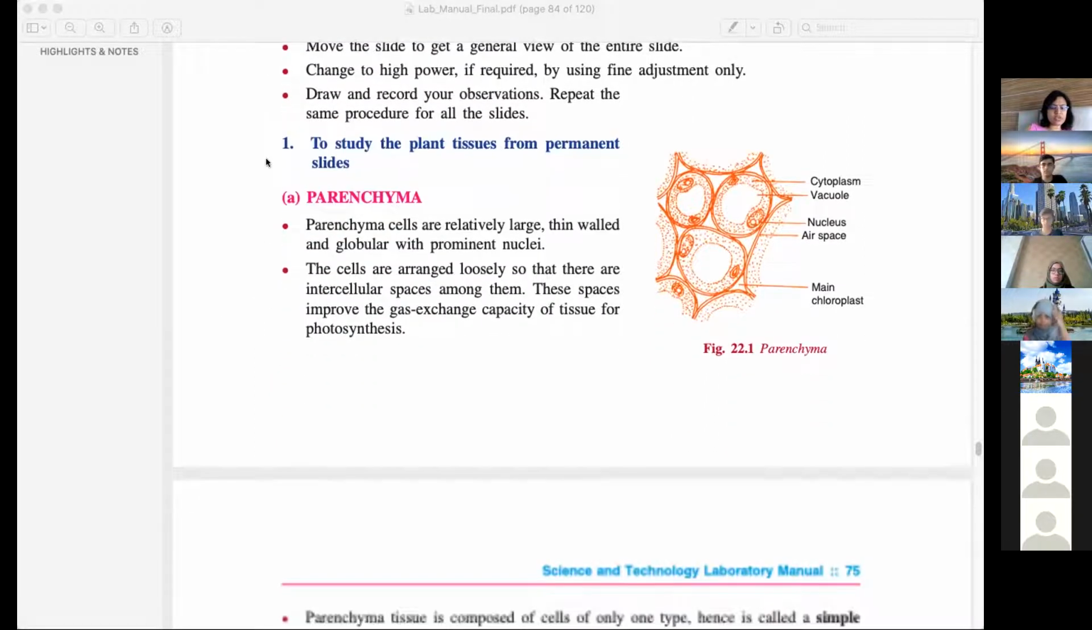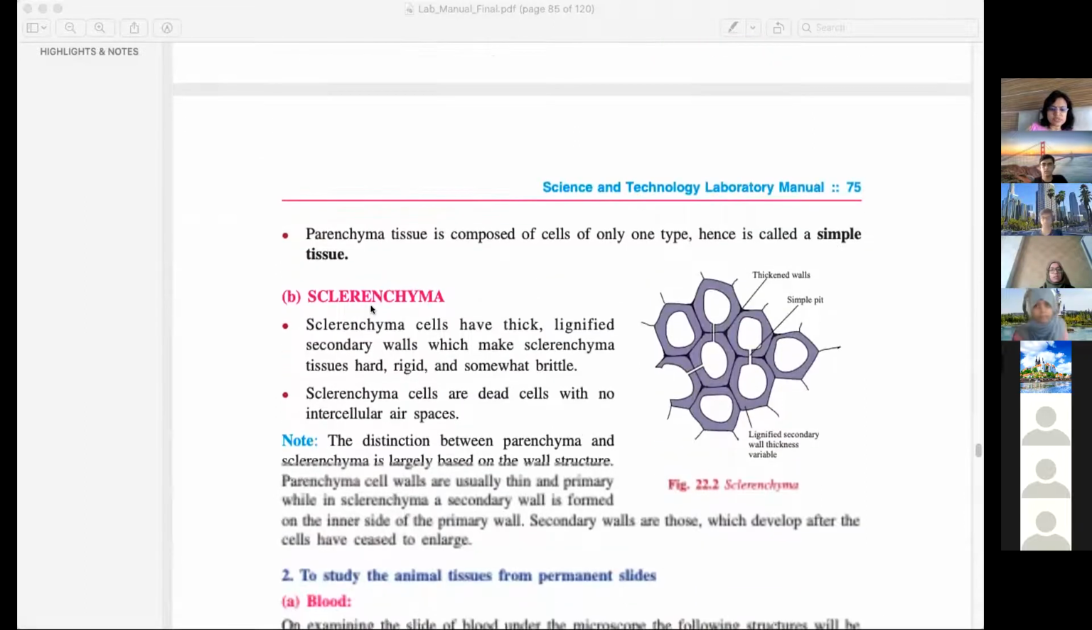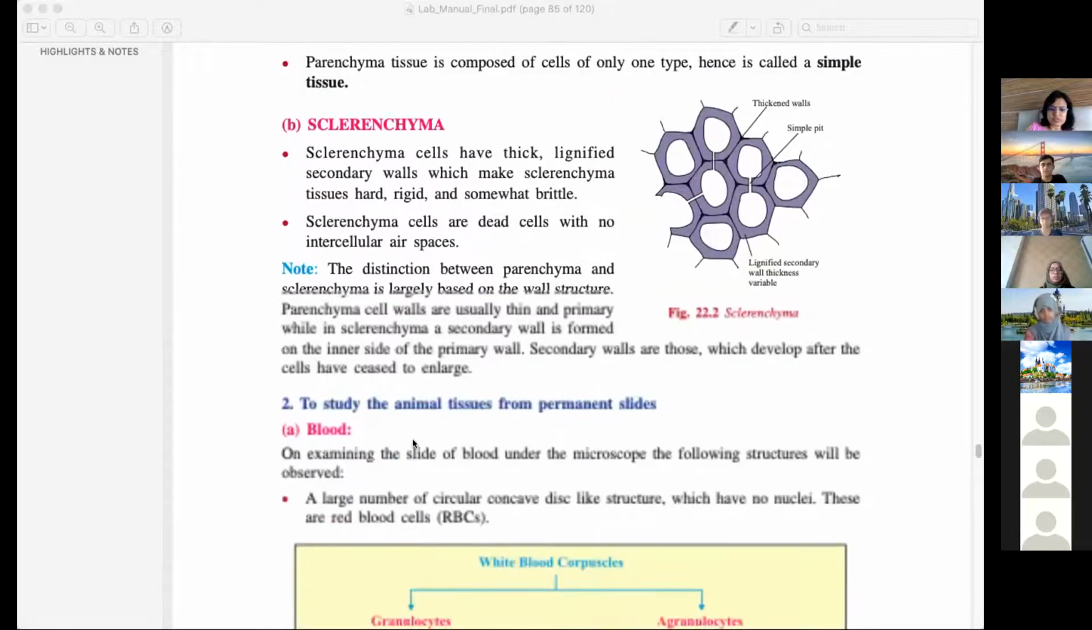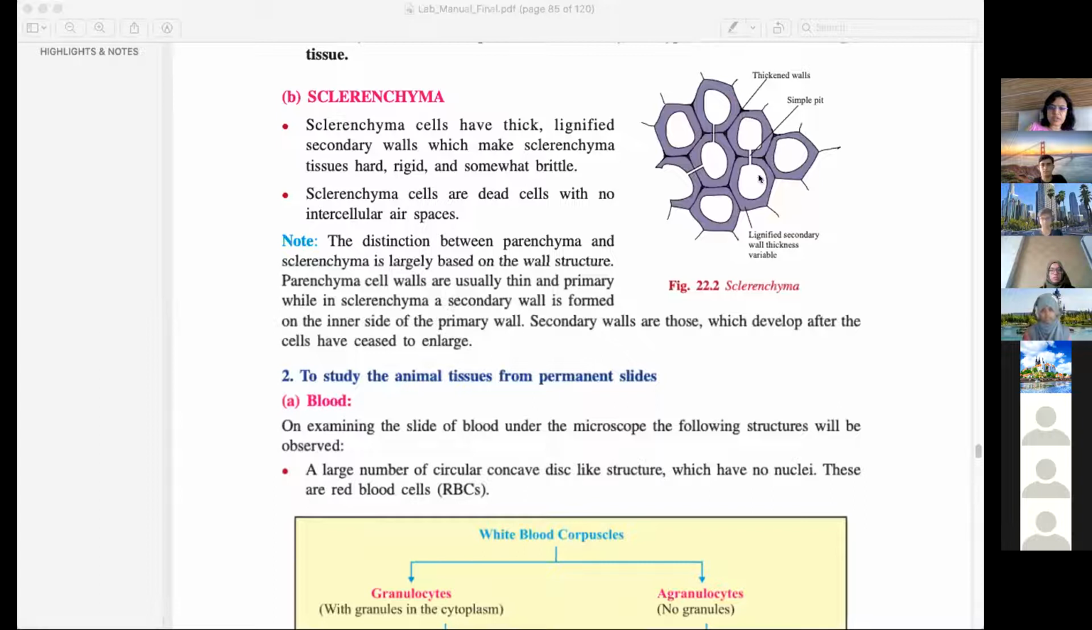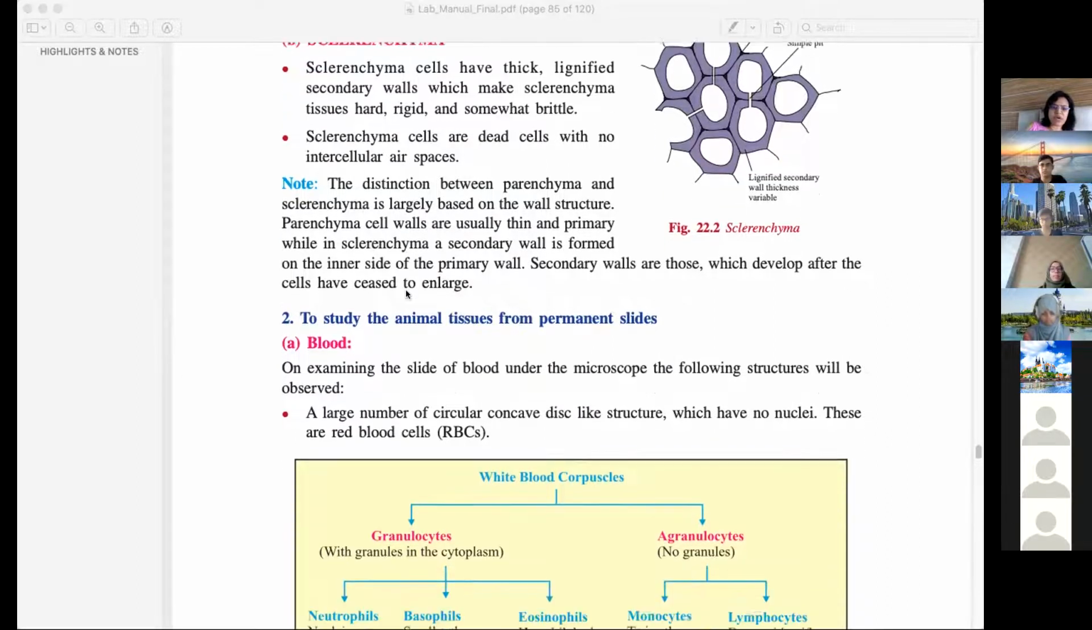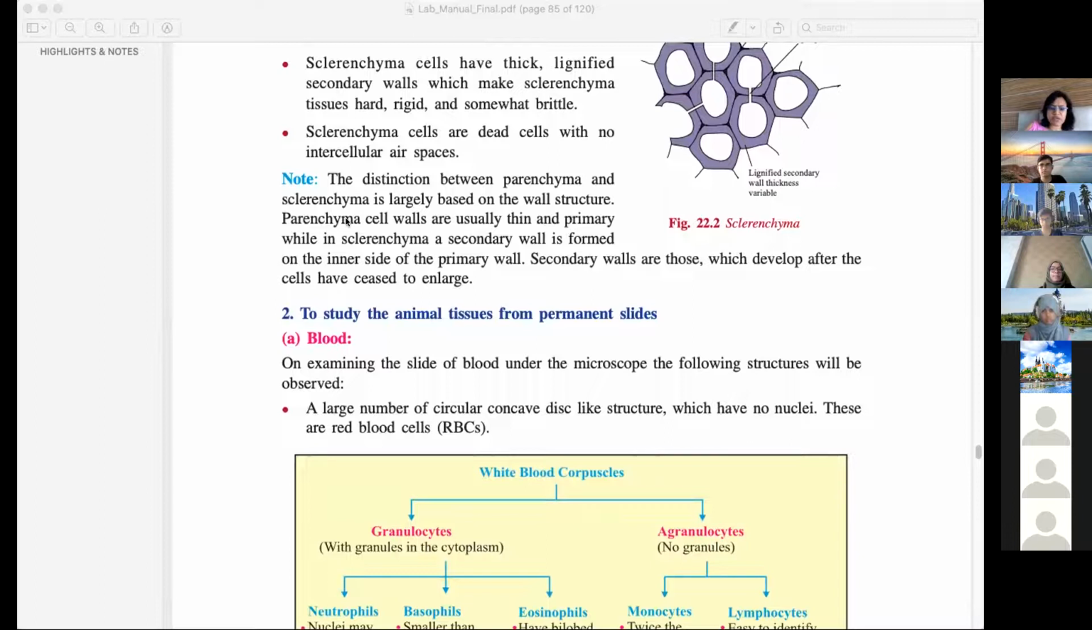Getting it or not? Clear ho raha hai? Yes, ma'am. Sclerenchyma हो गया यहाँ तक, ये हो गया इनका diagram. This is for your this thing. Don't write it. For you to remember what is the difference between parenchyma and sclerenchyma if somebody asks. Okay.